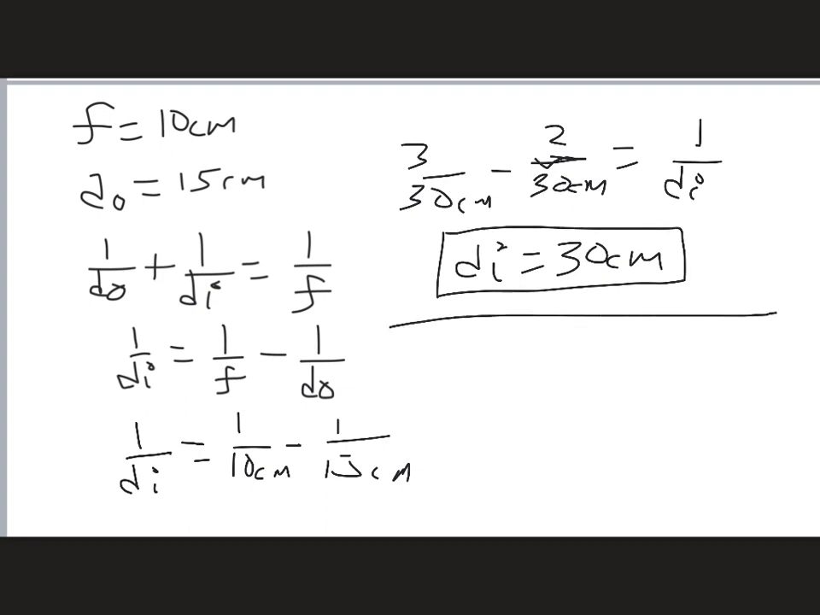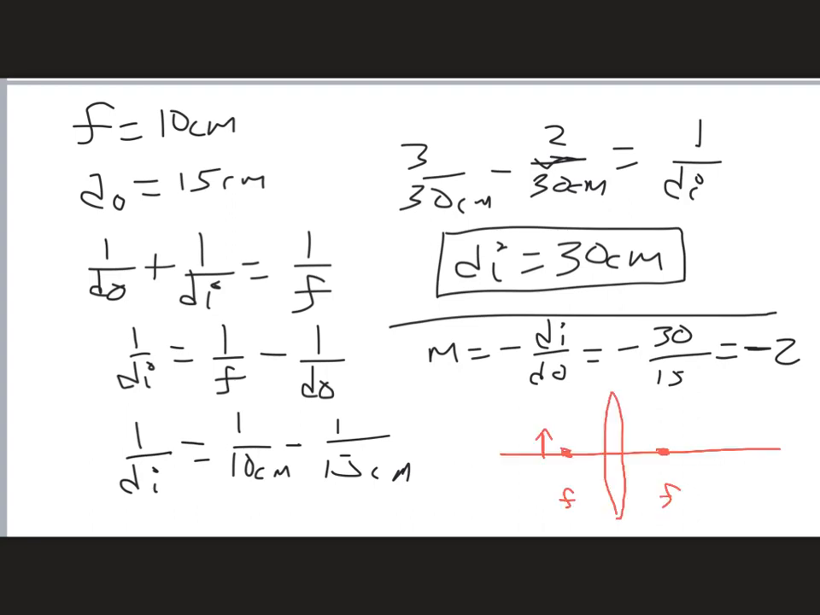And I can find the magnification doing the same thing. M is going to be minus di over do, and that's going to be minus 30 over the object distance, which is 15, and that tells me it's a minus 2.